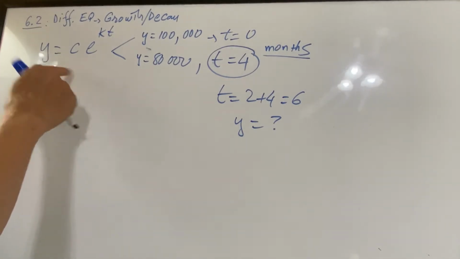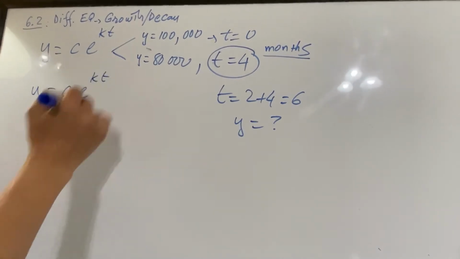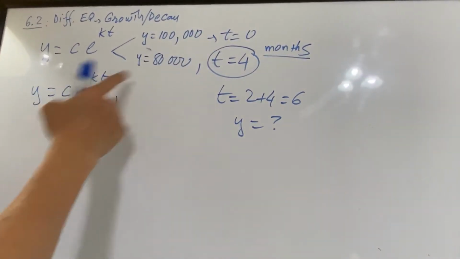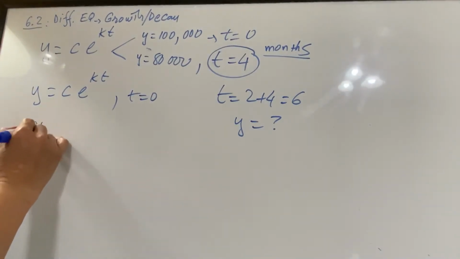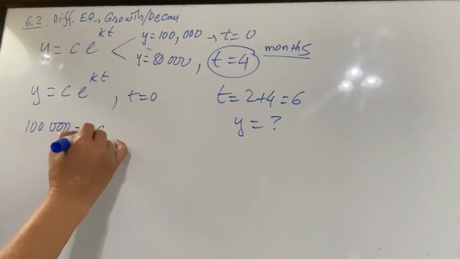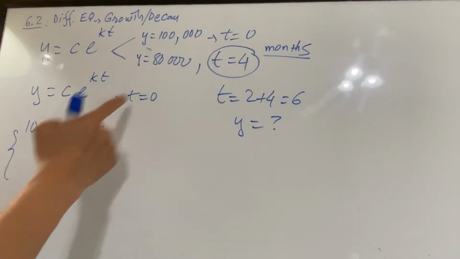All right, let's go for C. y equals C e to the kt. First one, let's go for C. That's the initial. When t is 0, you got 100,000 equals C, and that is 1. So C is right there.